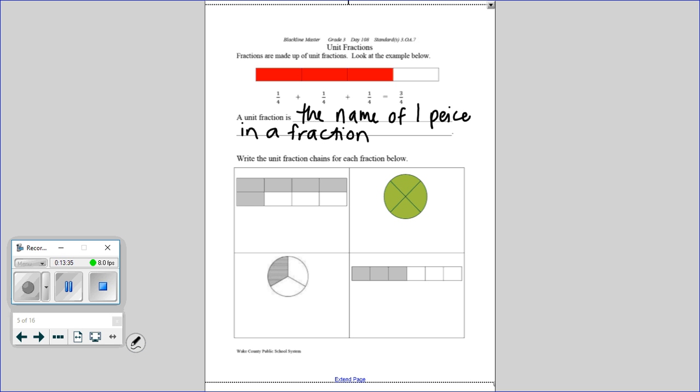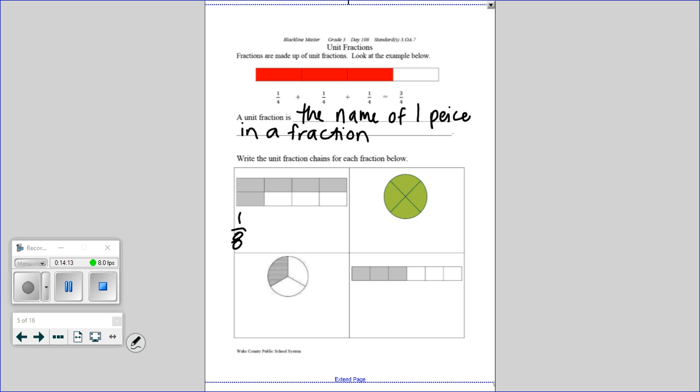Okay? Well, if I have a unit fraction and I'm only talking about 1 piece, what is my numerator? If I'm only dealing with 1 piece, what's my numerator? Caleb? 1. My denominator is how many pieces in my whole. What is my denominator? Haley? 8. So 1 piece was called 1/8.